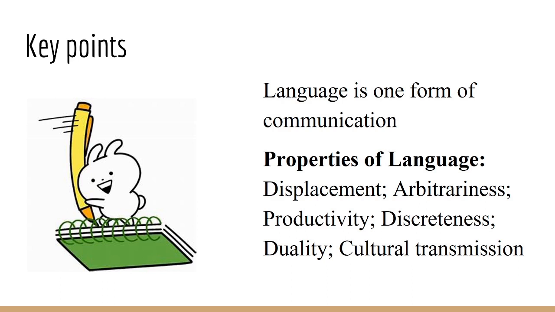Duality means that language has 2 levels, the primary level which consists of units and the secondary level which consists of elements. And cultural transmission is that language is transmitted from one generation to another. It is not through parental genes that we learn a language, but when we live in a society we start learning a language.